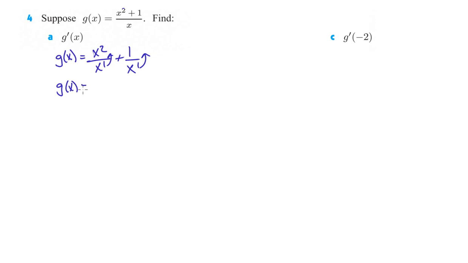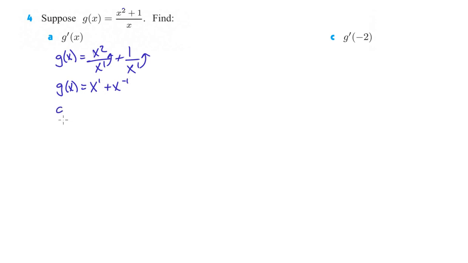So we still have g of x equals 2 minus 1, which gives us x to the first, plus 1 over x. The x to the positive 1 on the bottom turns into negative 1 on the top. So that's our simplified function, so we can take the derivative. Now we take the derivative.